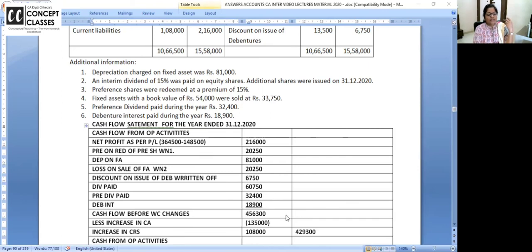Clear? Right? Okay. And suppose if current liability is 1,08,000 and now here it is only 8,000, means 1 lakh is paid. So decrease in the liability, decrease in the cash. More money is going out. Aram se karo. It's a superb concept, I can say.